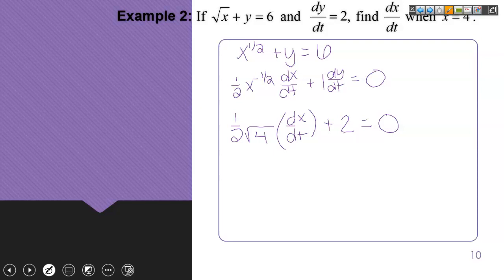So I have 1/2 the square root of 4 in my denominator times dx dt plus 2. So at this point I'm just going to solve for dx dt. We know square root of 4 is 2. So you have 1/4 dx dt equals negative 2 times 4. Dx dt equals negative.